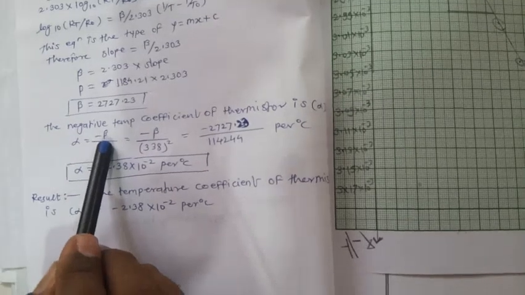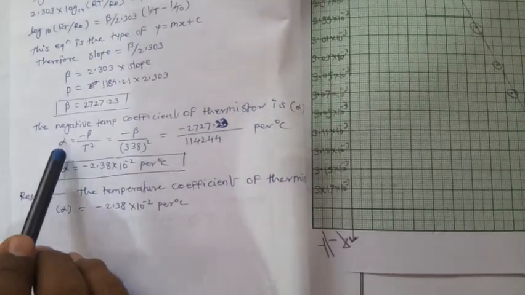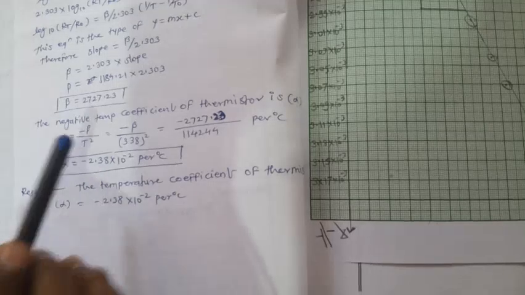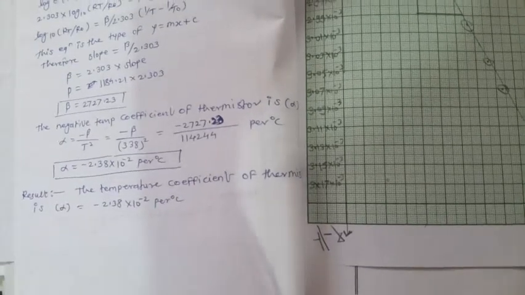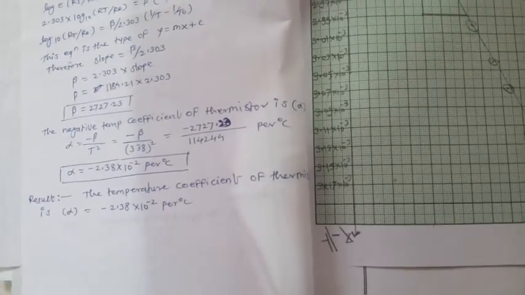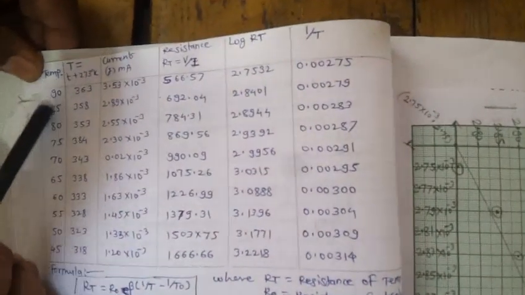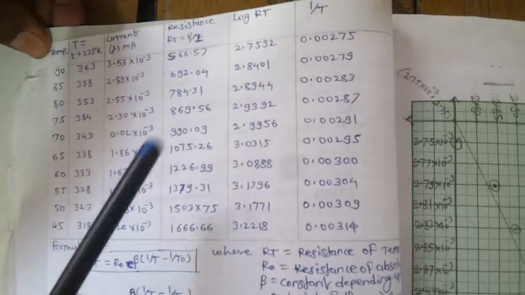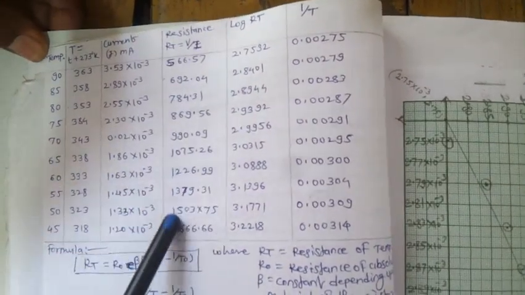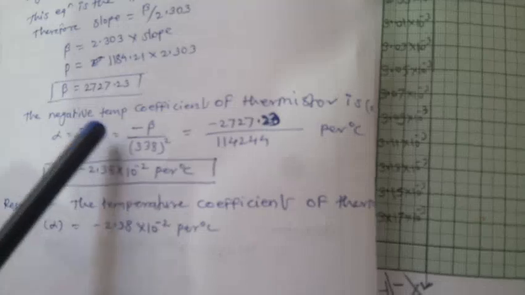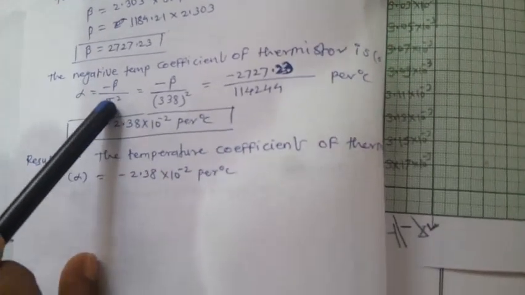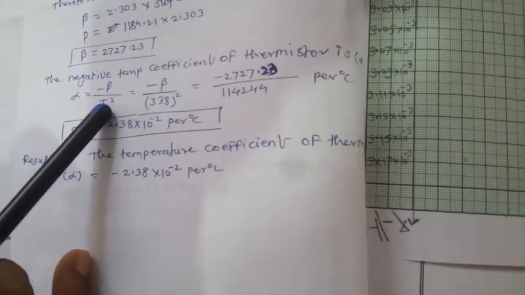Here the negative temperature coefficient is due to beta. Why the negative? Because as the temperature decreases, the resistance of the thermistor increases. When the temperature of the thermistor decreases, its resistance increases, so it is a negative temperature coefficient. So we can write alpha equal to minus beta upon T square, where we take the precise observation from this chart.